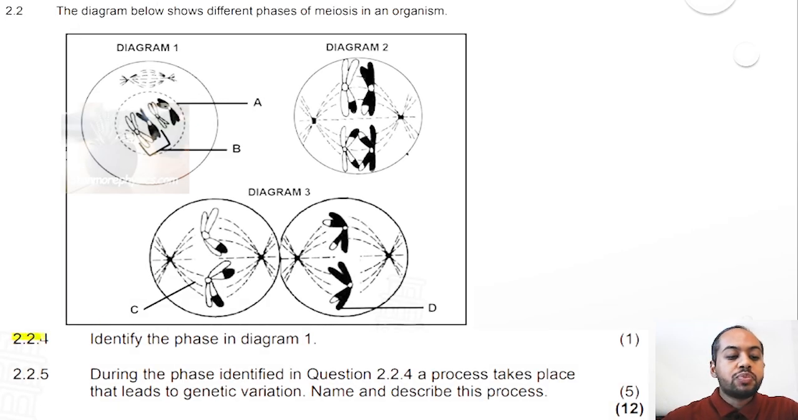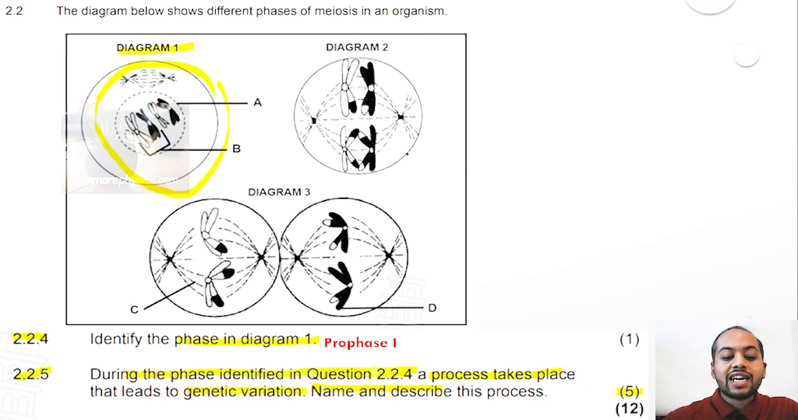Then the next question, 2.2.4, says identify the phase in diagram 1. So we are identifying this phase in diagram 1. Without any doubt, it's going to be prophase 1. Question 2.2.5 says during the phase identified in 2.2.4, a process takes place that leads to genetic variation. Name and describe the process for 5 marks.